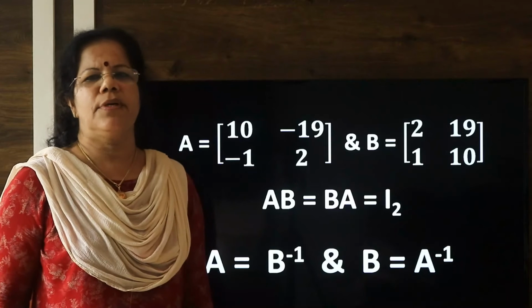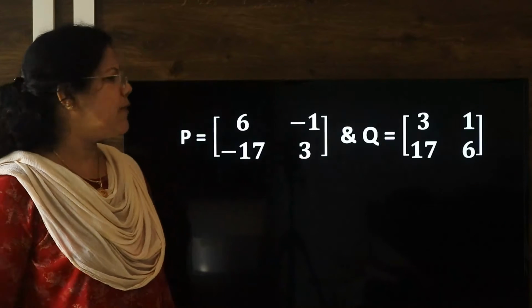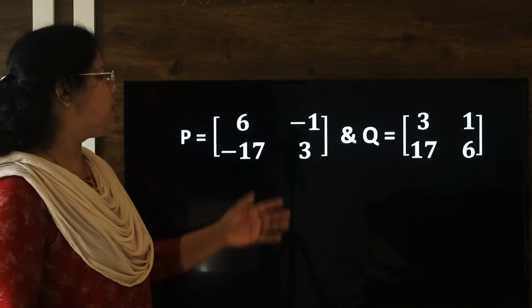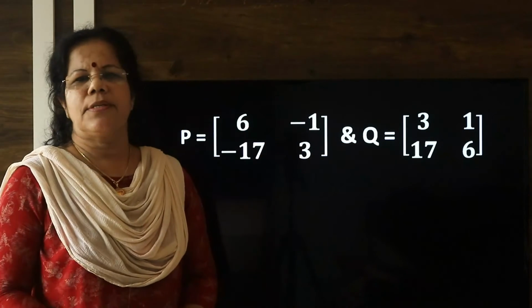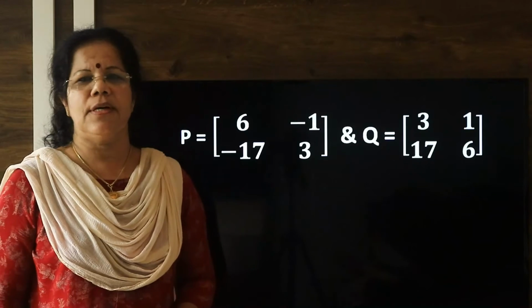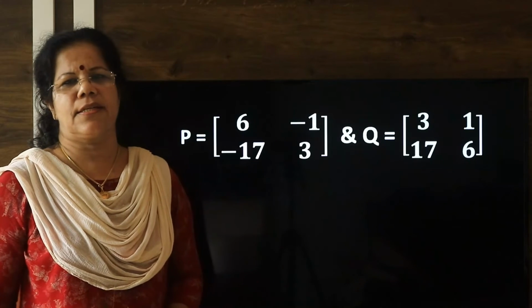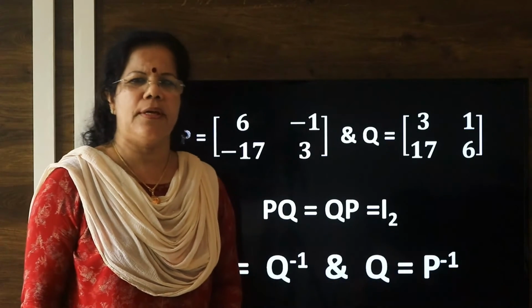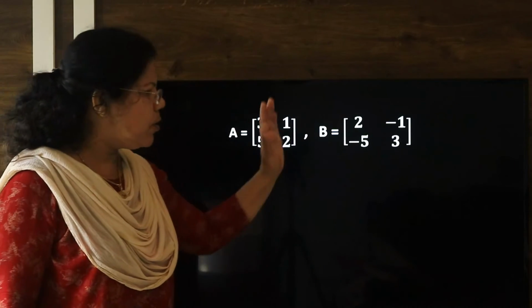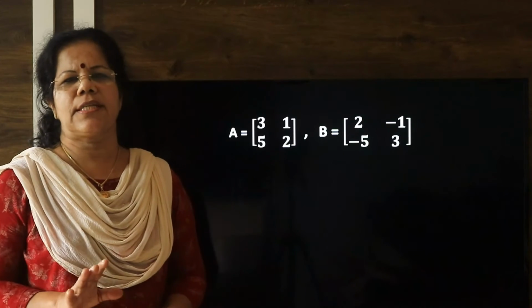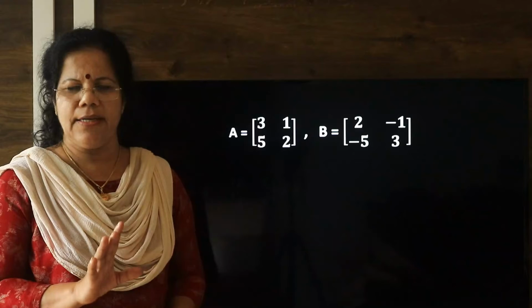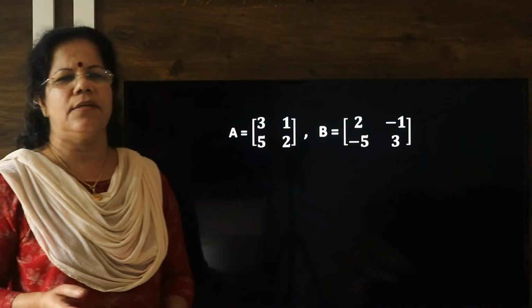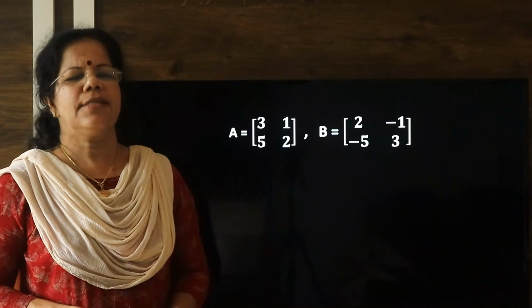Let us take one more example. Two matrices are given, P and Q. Here also just do the multiplication. PQ is equal to I and QP also I. So P and Q are inverse of each other. P is the inverse of Q, Q is the inverse of P. Now I am going to take all these three. In all the previous cases, we got AB is equal to BA is equal to I, XY is equal to YX is equal to I, and PQ is equal to QP is equal to I, the matrix of order 2. That is the identity matrix.